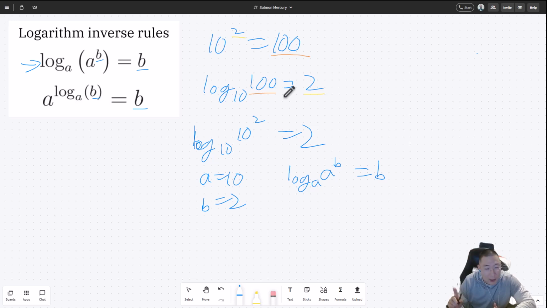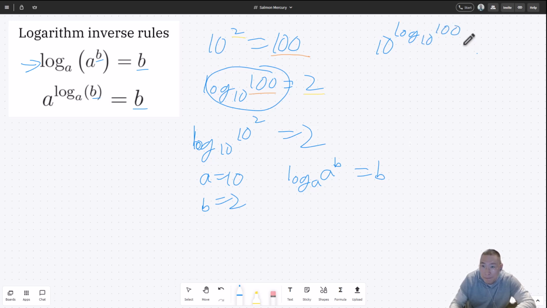Now let's do the second one. Like I said, this is very simple, very easy. All we have to do next is, since we just plugged in the 10 squared for the 100, now we plug in the 2 in the top equation with this part here. So the 10 stays 10, and we replace the 2 with this equation right here. That becomes 10 to the power of log base 10 of 100 equals 100, because 10 squared is equal to 100.